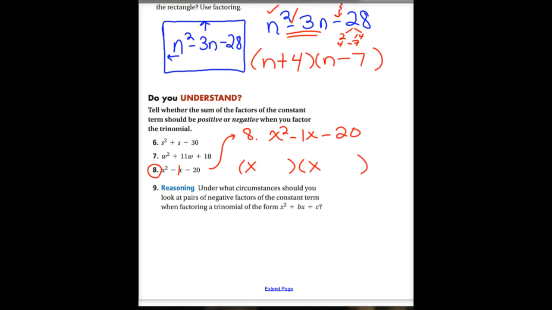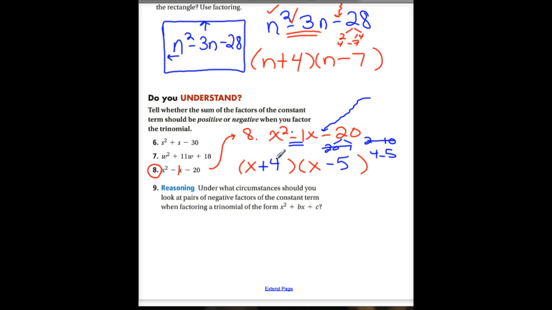Then what do I do? I have a process, and it's the same every time. I go decide my signs. I'm going to need one positive, one negative. Now I'm going to sit right here and get my possible candidates. 20 times 1 gives me a 20. 2 times 10. 4 times 5. There's my candidates that are running. Who's going to win? Whatever pair I can get a negative 1 out of. No way, no way. Sure, the sign goes with the larger of the two. So I have a minus 5 and a plus 4.